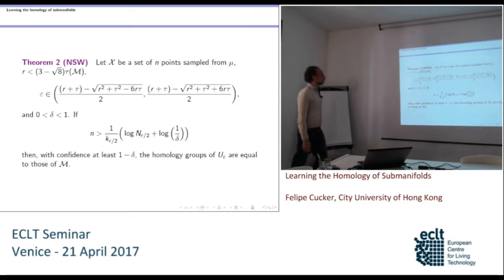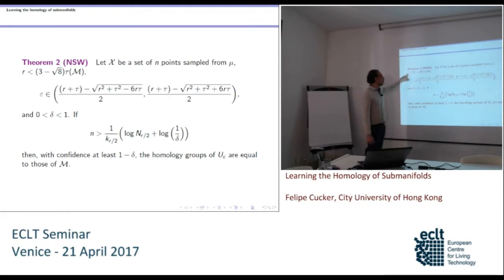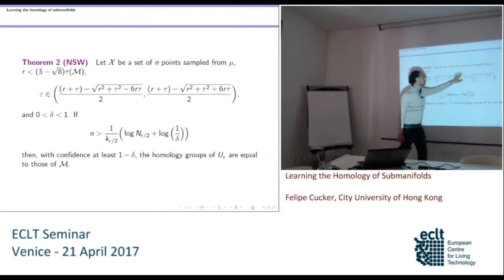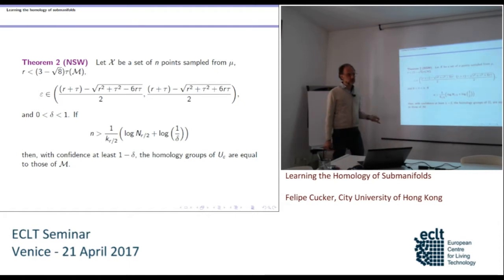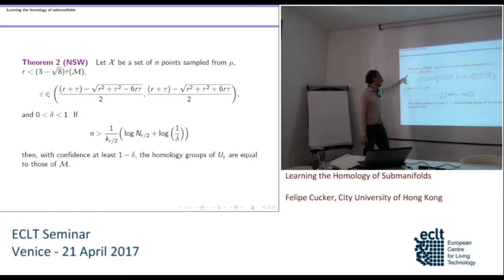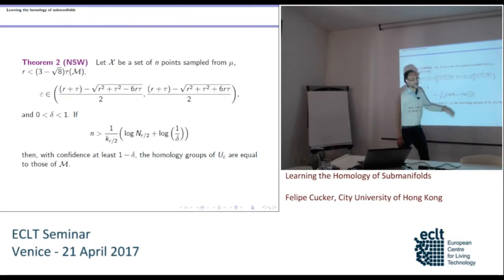So the second theorem of Niyogi, Smale, and Weinberger says that if you have n points sampled from mu, and you have an r which is bounded by tau, again smaller than tau, and this is the important thing: epsilon belongs to this interval. Just to give you an idea, if you take r equals tau divided by 6, epsilon should be between 3 and 4 tau.